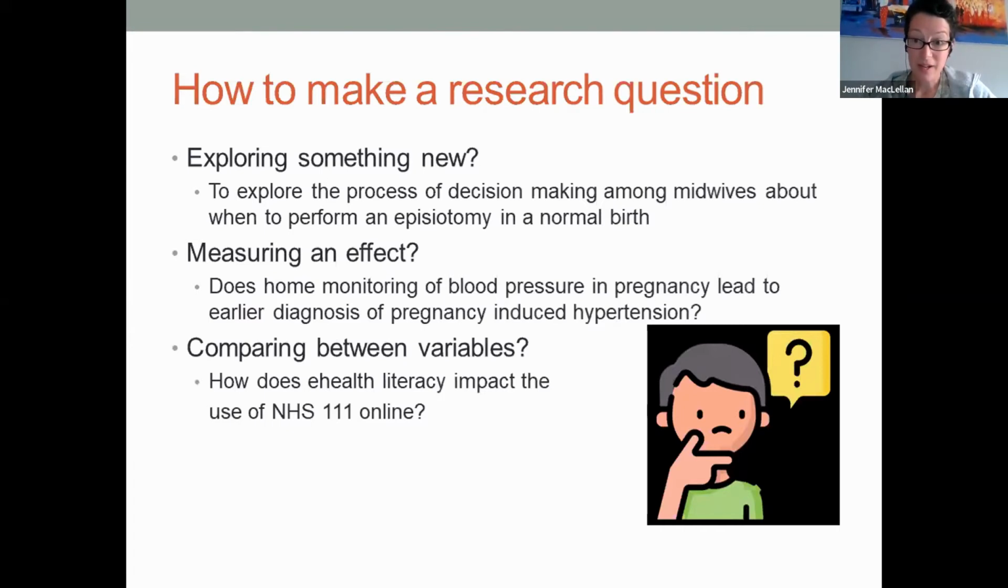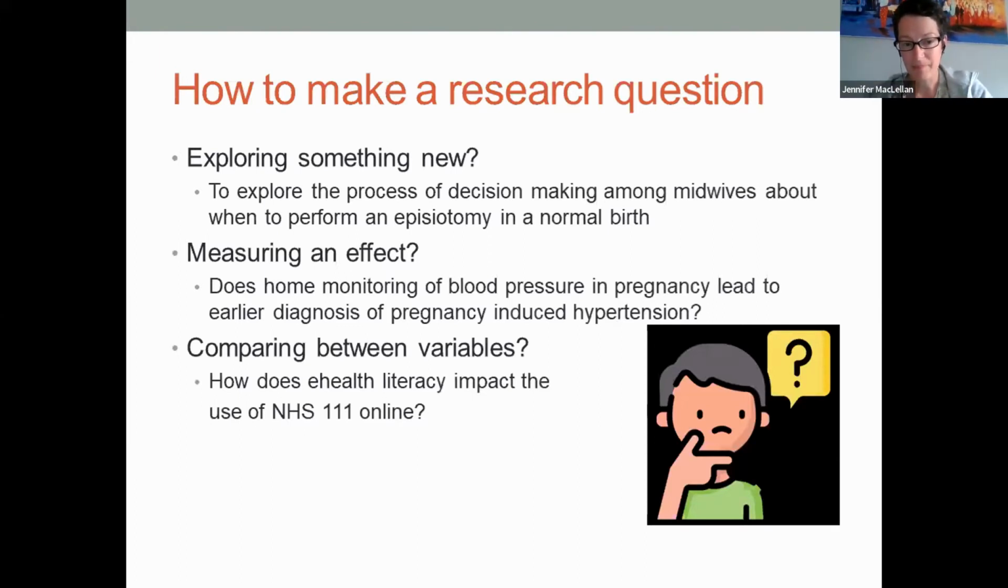So another way to frame a question is if you wish to measure an effect. So for example, does home monitoring of blood pressure in pregnancy lead to earlier diagnosis of pregnancy-induced hypertension? So we're not exploring a topic, we're wanting to measure something. So what's the impact of this home monitoring of blood pressure on the earlier diagnosis, the timing of diagnosis of pregnancy-induced hypertension? Does one impact the other?